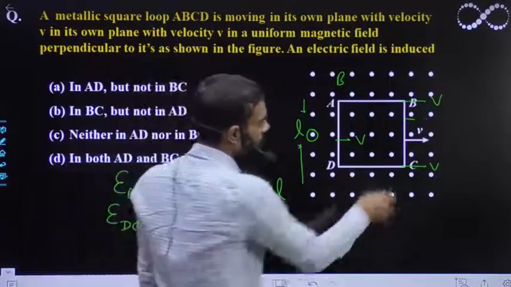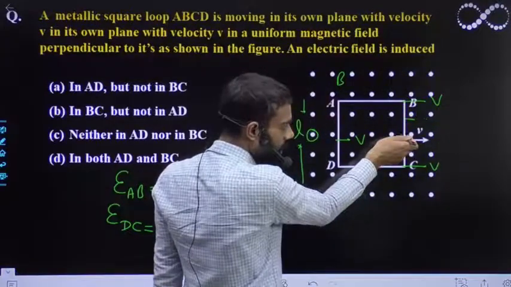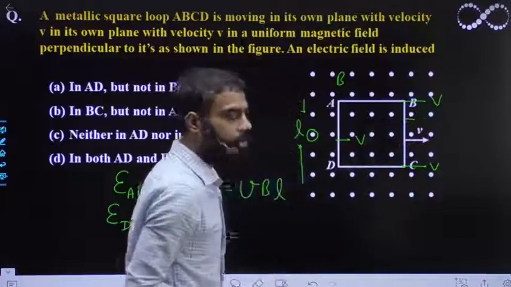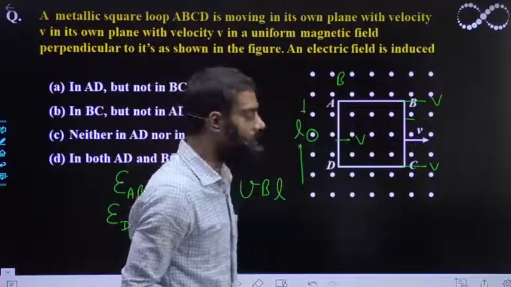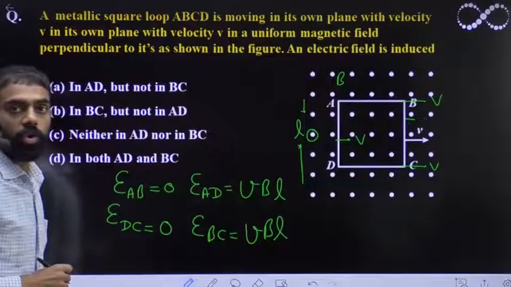Similarly, the EMF across BC. Right, once again, if you see the BC here, the length is like this, velocity is like this, and magnetic field is like this. So all are mutually perpendicular. So we'll get the motional EMF in this case also, and that will be VBL. So let us see which option is here.